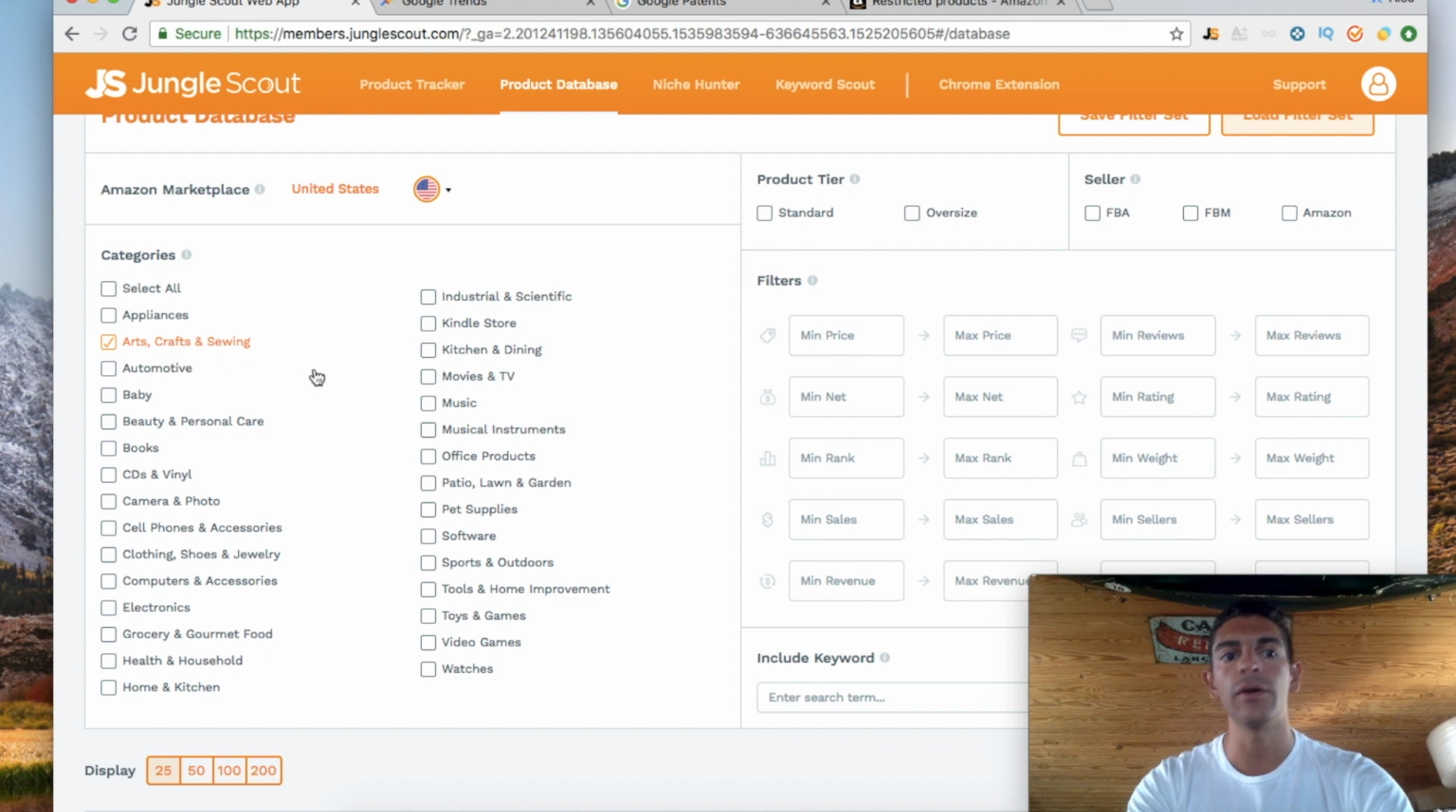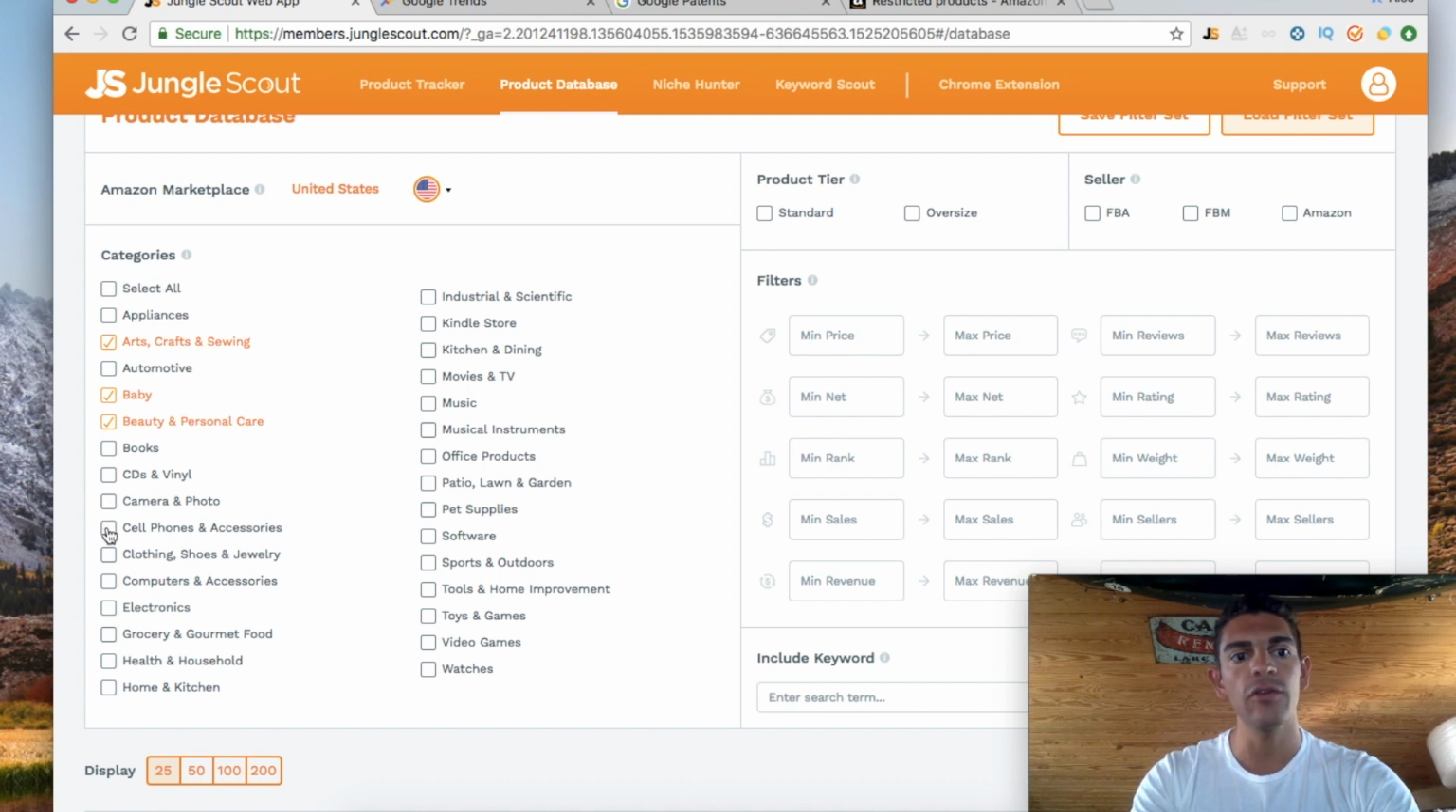Arts and crafts and sewing is a great category to sell in, very small, lightweight. And I'm going to go into further details about that. You don't want to sell anything in automotive. Baby's good. Beauty and personal care. You don't want to sell books. Amazon has that category on lock. They have the cheapest book prices. You really can't compete there. You don't want to sell CDs or vinyl. Camera and photo, you want to stay away from.